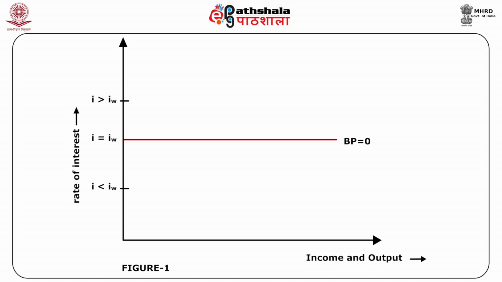On the other hand, if the domestic interest rate is less than the world interest rate, there will be unlimited outflow. When both domestic and world rates of interest are equal, that is balance of payment is equal to 0 and the line is parallel to the x-axis, points above this line indicate surplus and below this indicate deficit in the balance of payment situation.